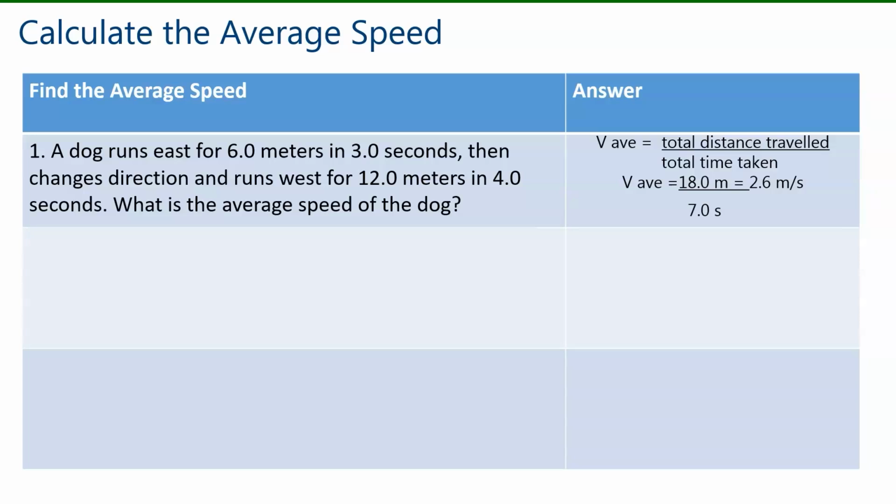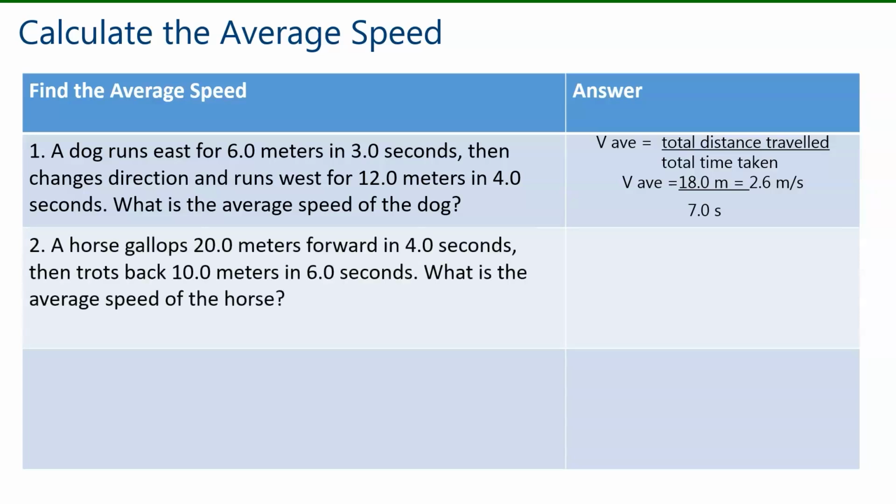Let's try another one. A horse gallops 20.0 meters forward in 4.0 seconds, then trots back 10.0 meters in 6.0 seconds. What is the average speed of the horse?